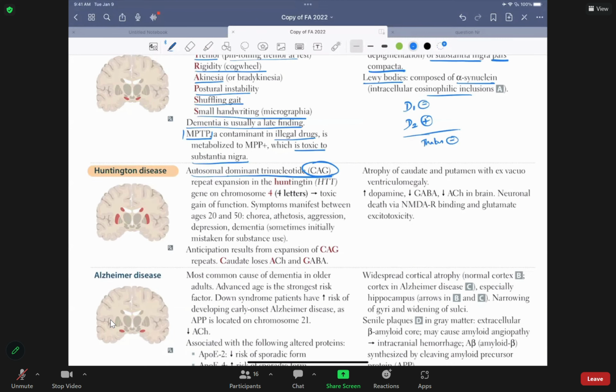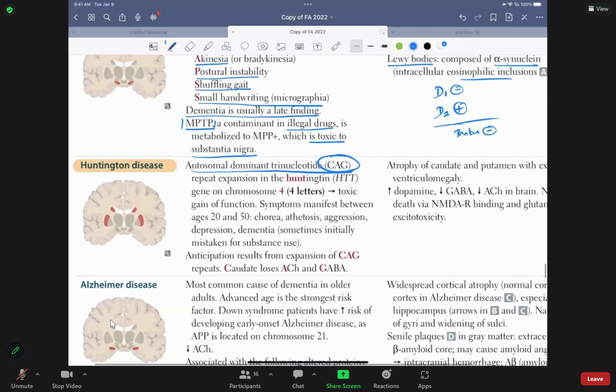Type it up. Name of the disease. Why is it taking so long for the rest of you guys? Friedreich's ataxia. Okay. That's Friedreich's ataxia.